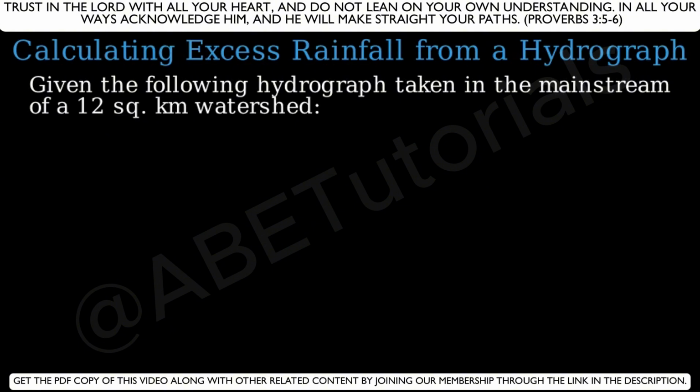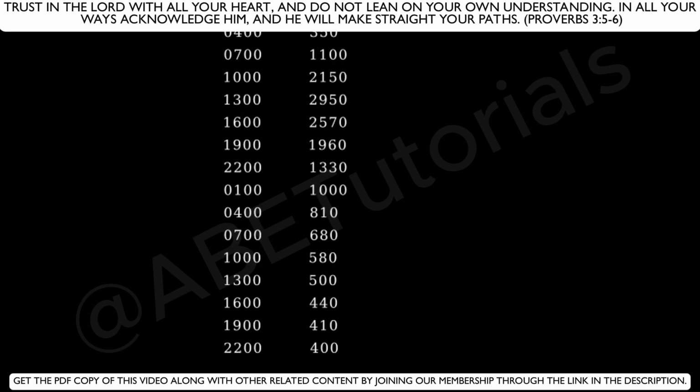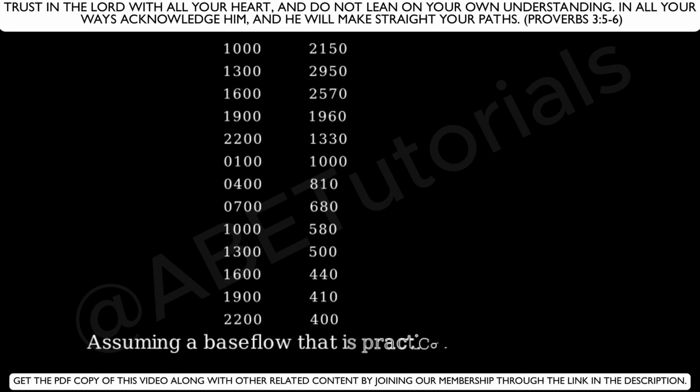We're given a hydrograph that shows the discharge measurement in liters per second at various times for a watershed that has an area of 12 square kilometers. Here's the data table showing the measurements every 3 hours. The problem also states that the base flow is practically close to 200 liters per second. Base flow is the normal background flow in the stream without any rainfall contribution.